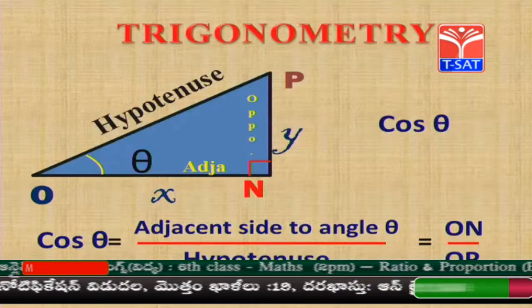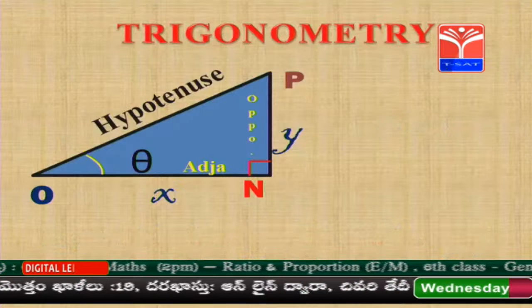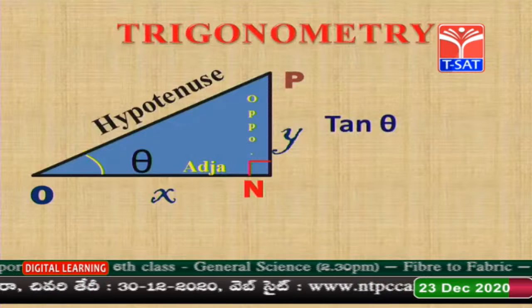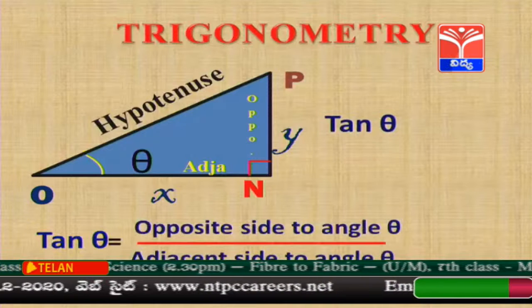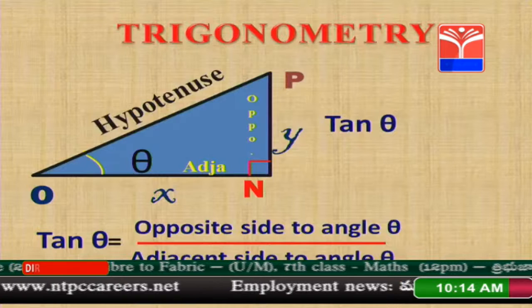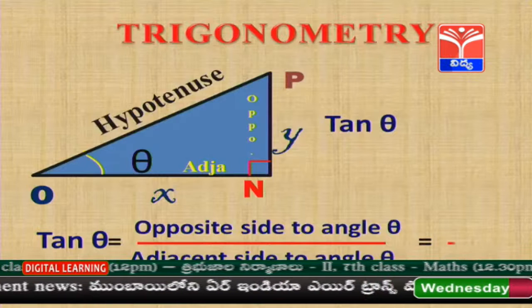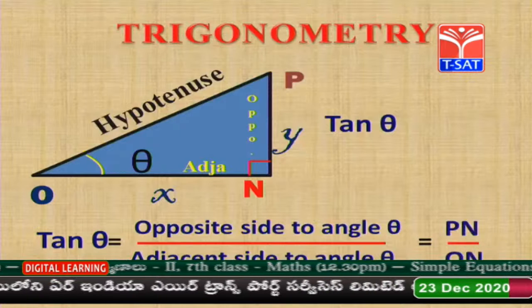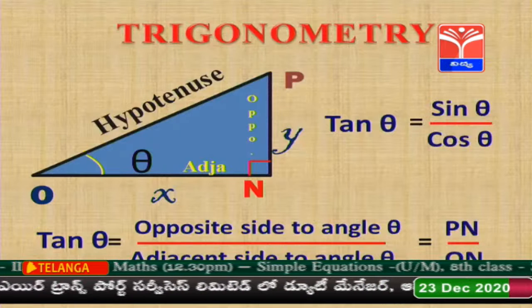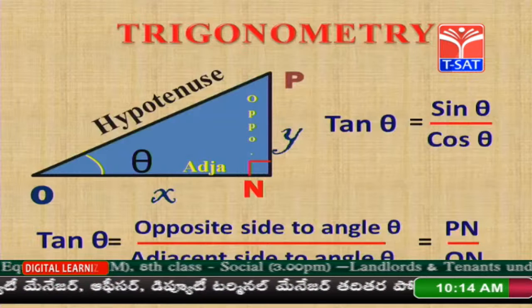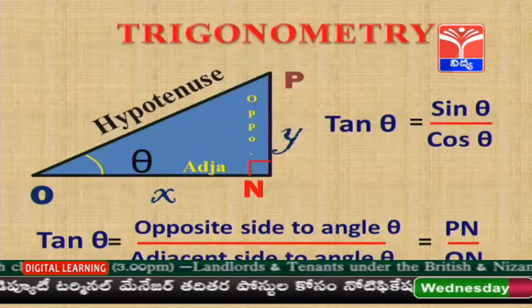Similarly, the third one we are going to discuss about the angle is tan theta. So, tan theta is equal to the opposite side to angle theta by the adjacent side to angle theta, which is PN by ON, is it right? And here we have observed that tan theta, in relation to sin theta and cos theta, we can say tan theta is equal to sin theta by cos theta.